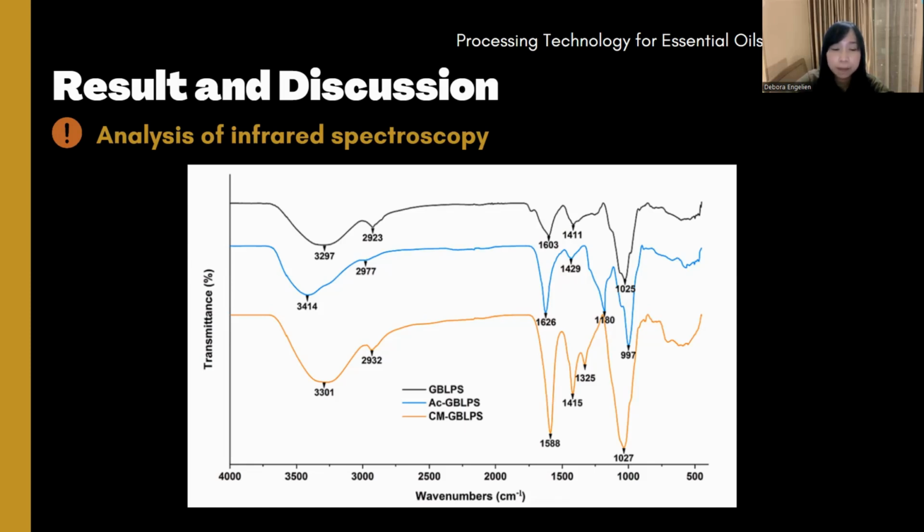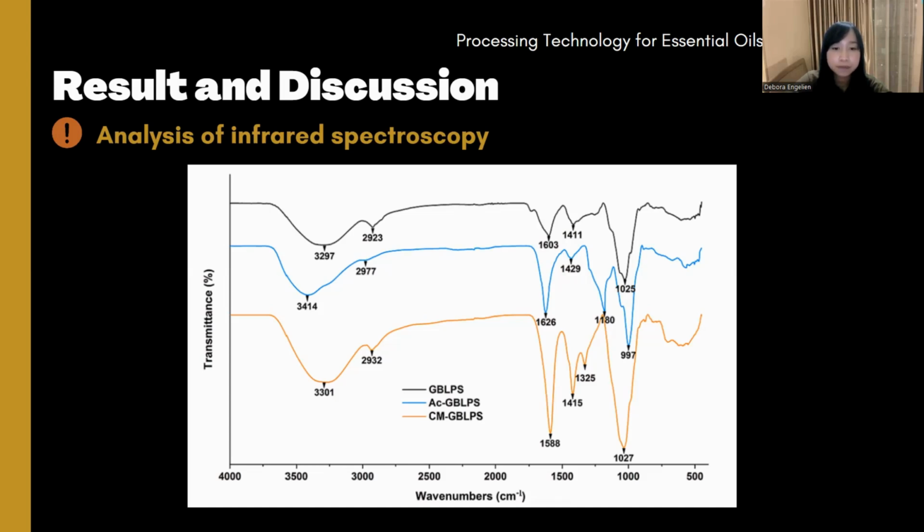And then compared with GBLPS, the ACGBLPS indicated by blue color showed a new peak at 1,150 per centimeter, which is the characteristic peak of the ester group. And it was caused by the stretching vibration of the C-O bond of the acetyl group. In addition, the intensity of the peak at 1,626 per centimeter became stronger, which was caused by the stretching vibration of C=O in the acetyl group. This change proved that the acetylation of the polysaccharide was successful.